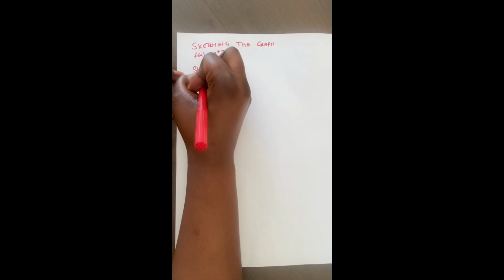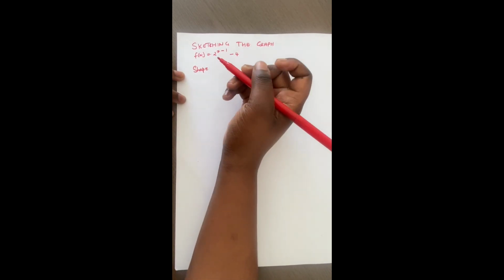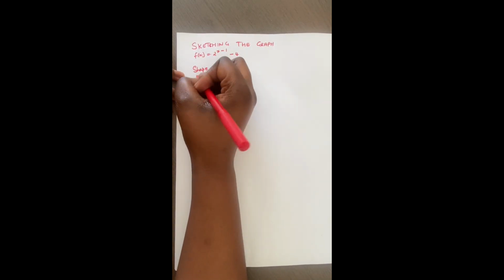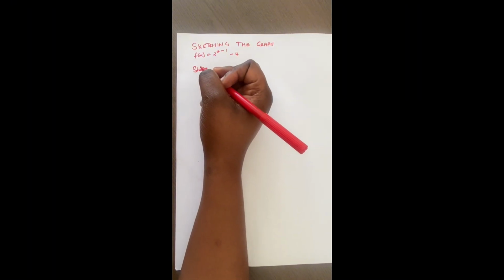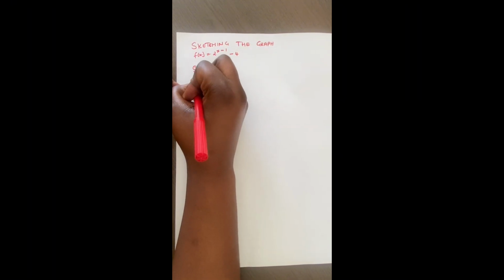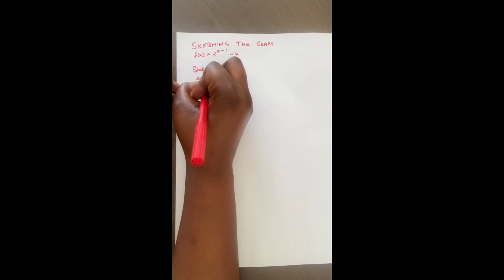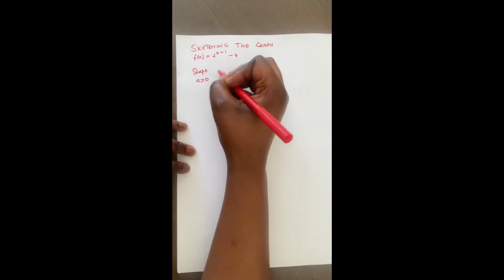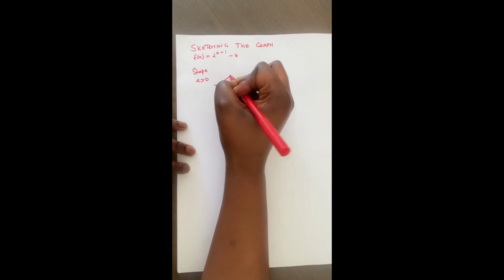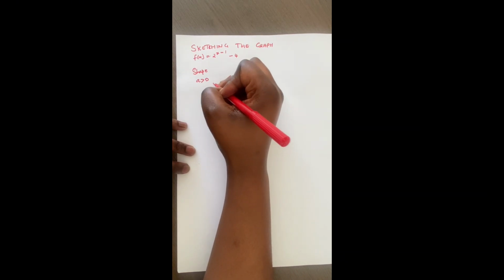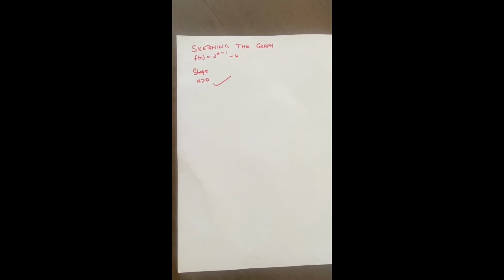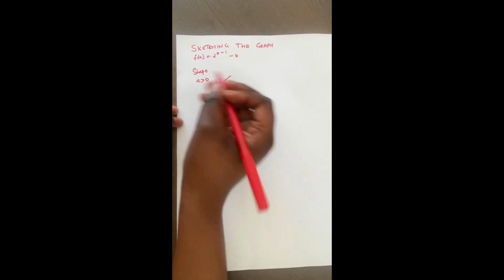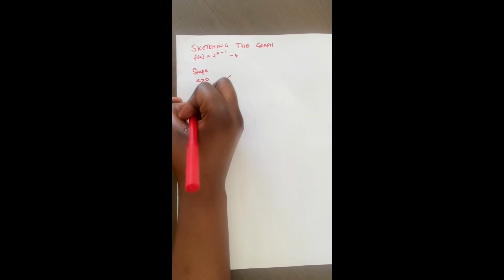Okay, and then which letter represents the shape? A. So I said that if A is greater than 0, so you can see that A is greater than 0, and this means your graph will be increasing. Okay, so what else? Your asymptote.